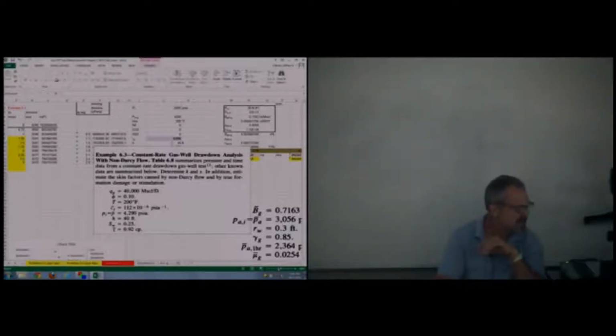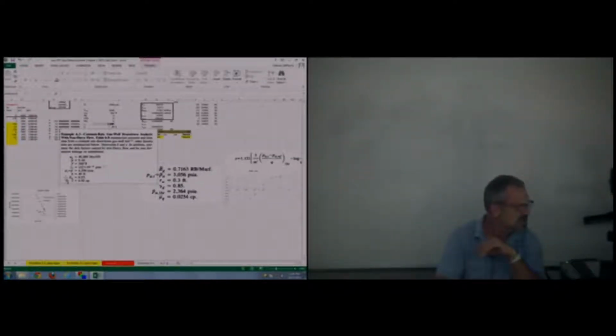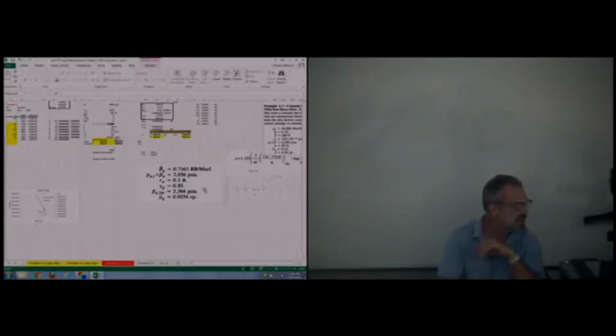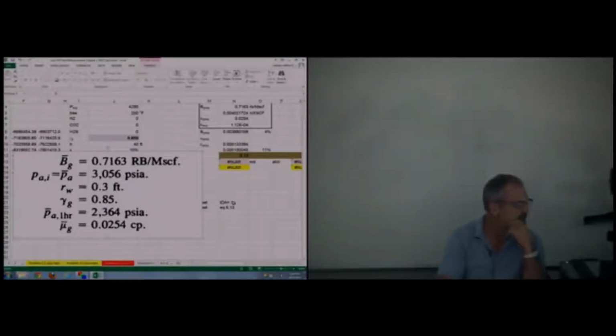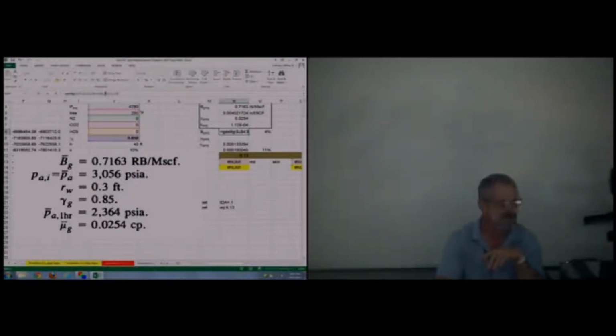Okay, I am going to scoop this information over, and then scoop this information out, and zoom back in. Did it give us a gravity? Yeah, it's on. Oh yeah, 0.85. And then here's their V sub G that we put in reservoir cubic feet per standard cubic feet, and we calculate our V sub G using our Visual Basic, and we see that we have 4% error, okay?